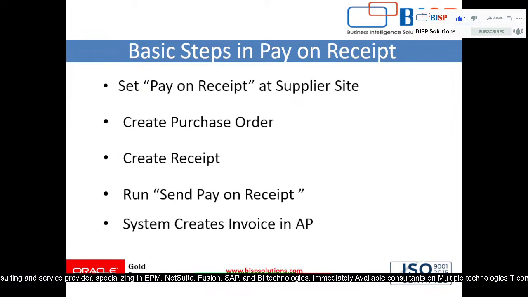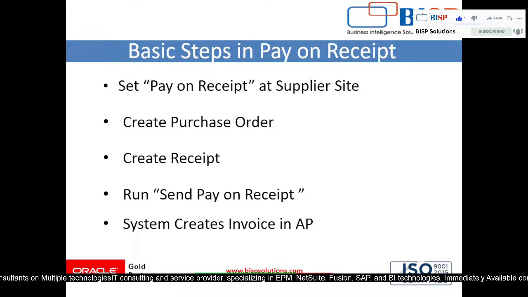So the pay on receipt means we pay the payment based on the receipt. So pay on receipt enables the user to automatically create the standard unapproved invoice for the payment of the goods, item, material based on the receipt transactions. The invoices are created using a combination of receipt and the purchase order information. We'll see in our last session how we create the invoice.